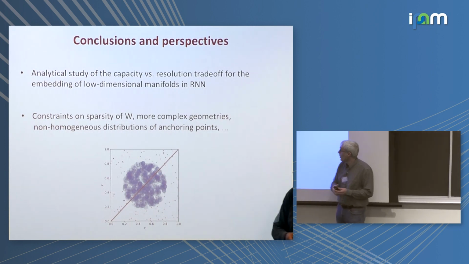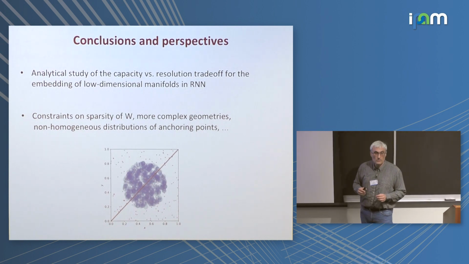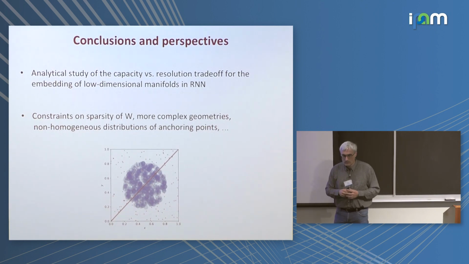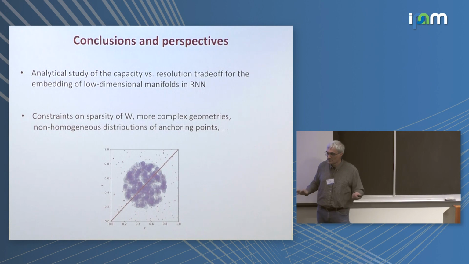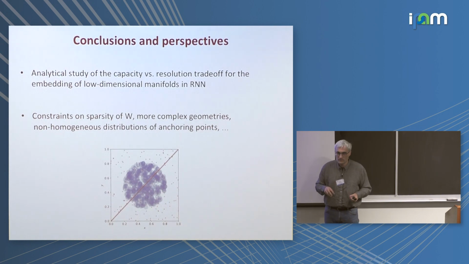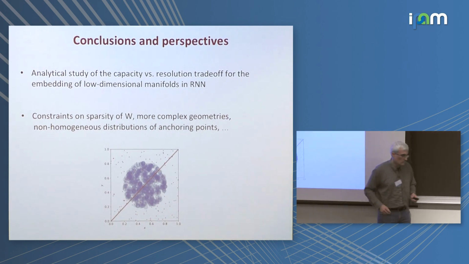You can think also about non-homogeneous distribution of anchoring points. That's a very important point. It's very clear from experiments that an animal which is coding for an empty environment has some kind of homogeneous density of place fields. When you put some spots of interest in the environment, you see a lot of place fields which are dense around the spots of interest. That means the distribution of place fields is not homogeneous in reality.